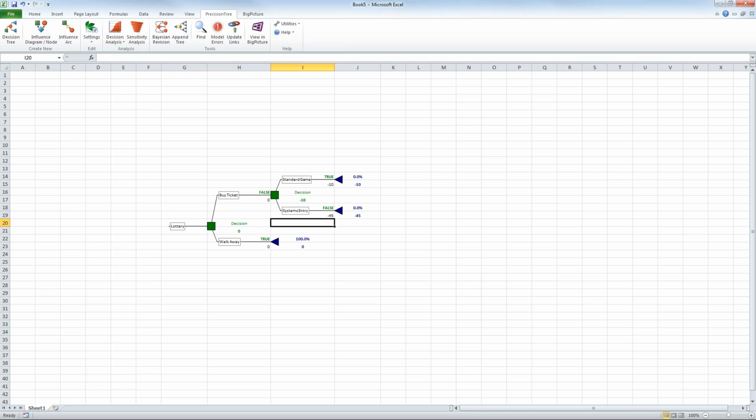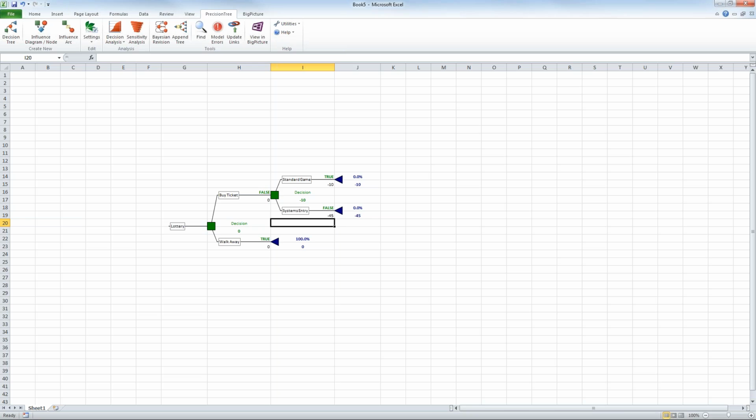So before we go any further, I just want to show you that PrecisionTree states that walking away would be the best course of action by placing true here. So you can see the true here, right? And this makes sense because we haven't added any payout values or probabilities. So right now we're either losing $10, losing $45, or we're losing nothing. Obviously, we want to lose nothing and just walk away.